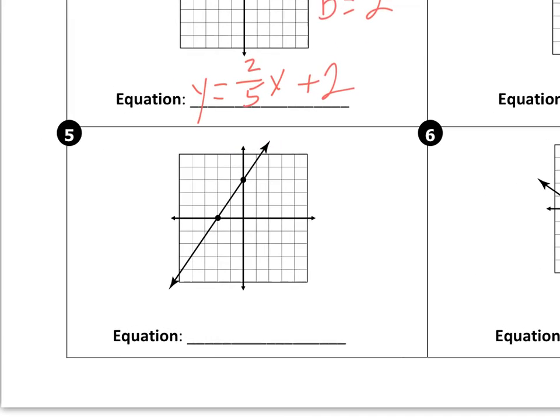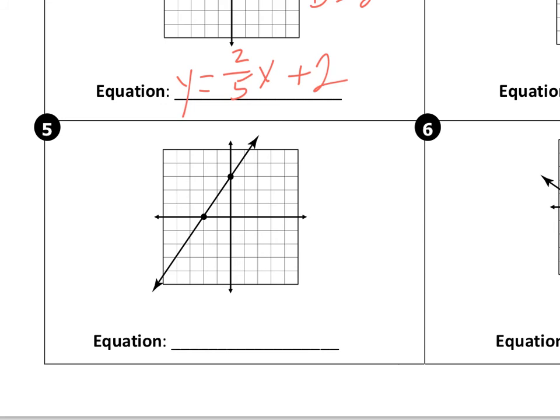Again, as always, feel free to pause this if you need to. Let's do m and b. B is 3. Slope, looks like it has to go up and right. Again, positive slope, up 3 over 2. So 3 halves. So put it all together, y equals 3 halves x plus 3.